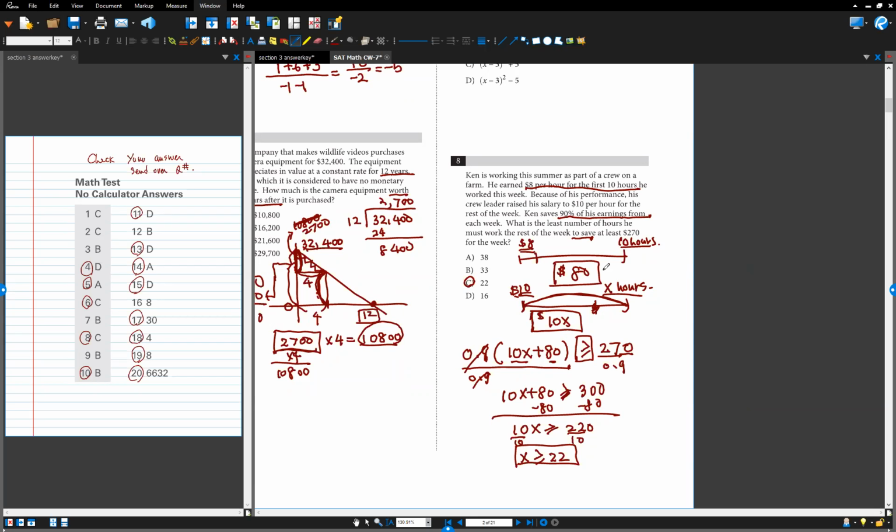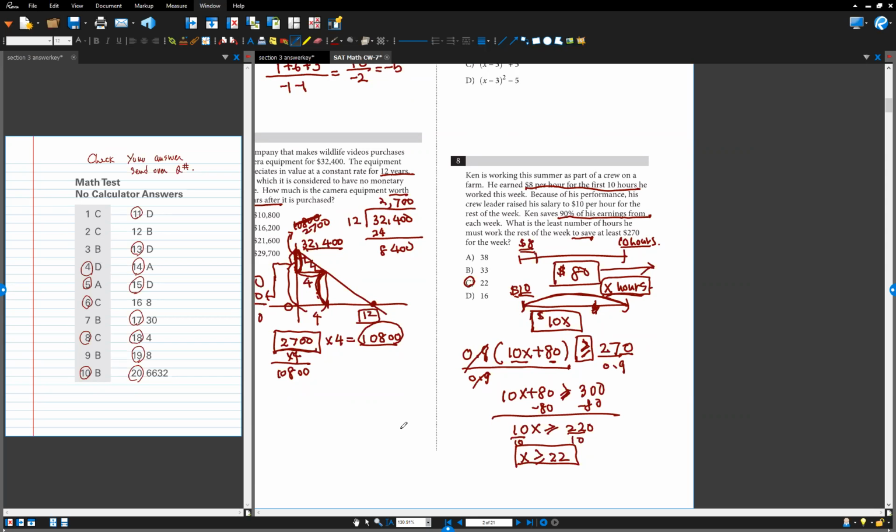When you take a look, you can find this number very quickly. $80, because up to 10 hours, each hour is $8. After that, you need to work x hours, this is additional hours, not from the beginning. So the additional hours just multiply by 10, a different rate. Now the total amount is 10x plus 80. 90%, 0.9 of this amount will be saved. But this amount must be at least 270, greater than or equal to 270, okay? So from here you get x is 22, that is the answer.